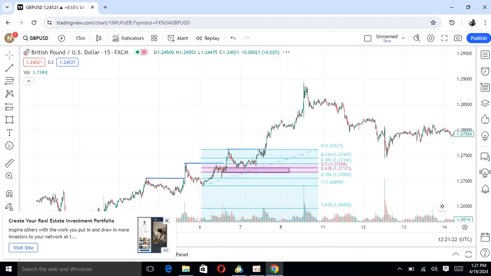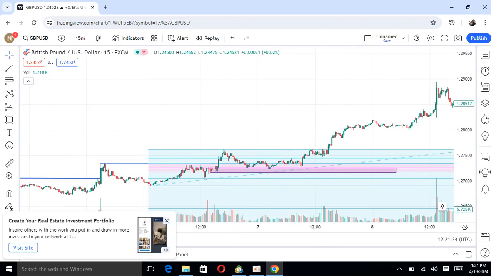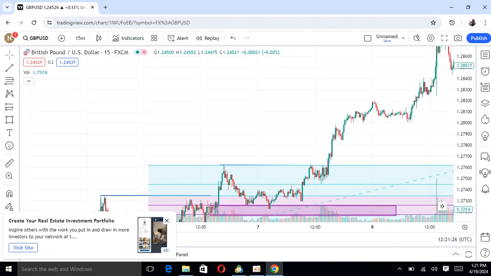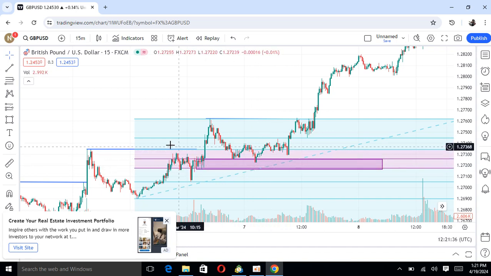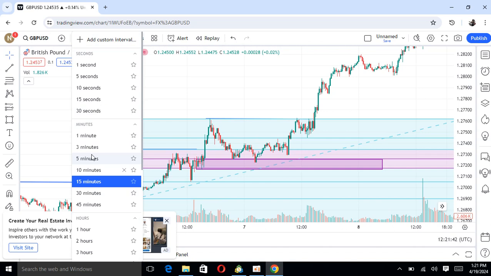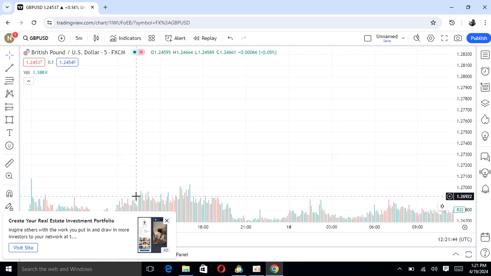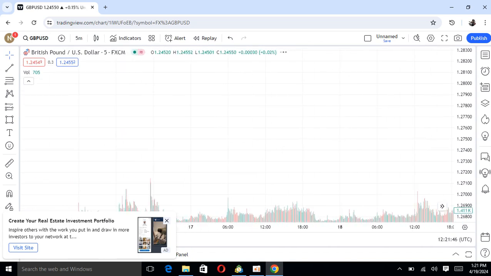Okay, I guess this is it here. This was where price entered it here. You understand? Price entered it here, but there was not much activity, and I need to see an order block form. So let's go to a lower time frame again. Let's go to the 5 minutes. So let's have a little patience.